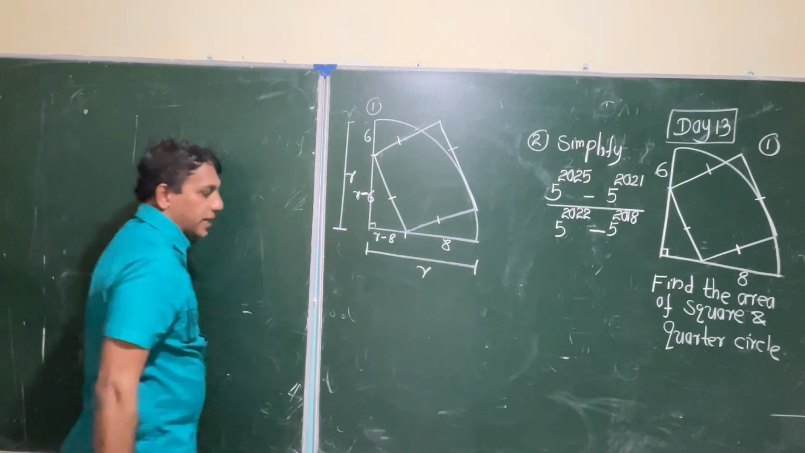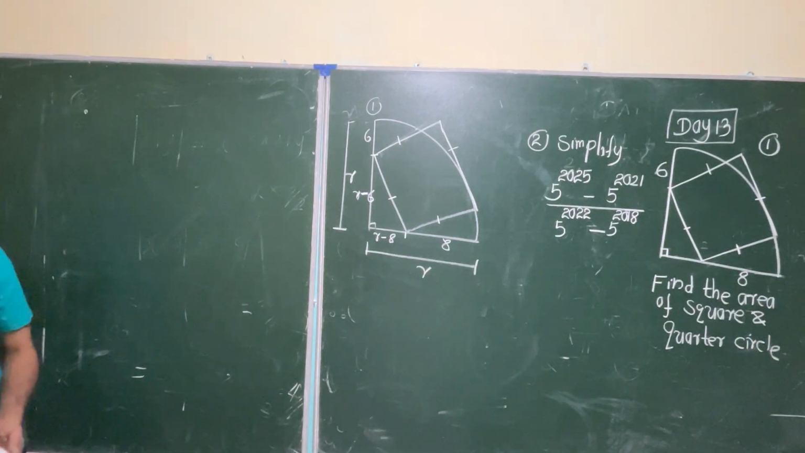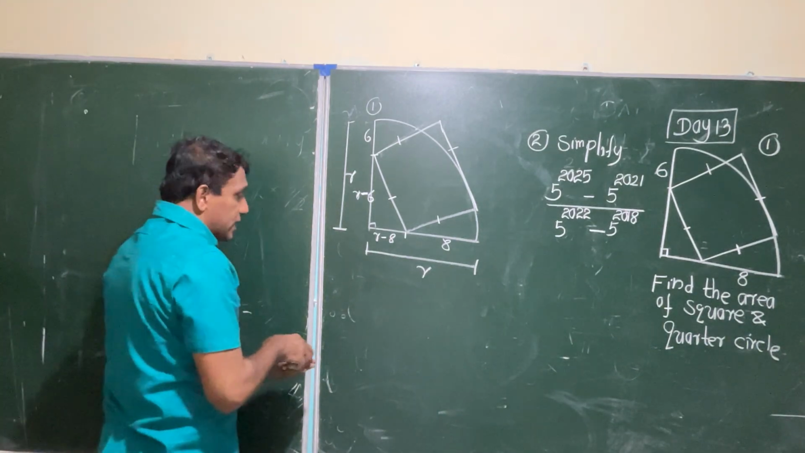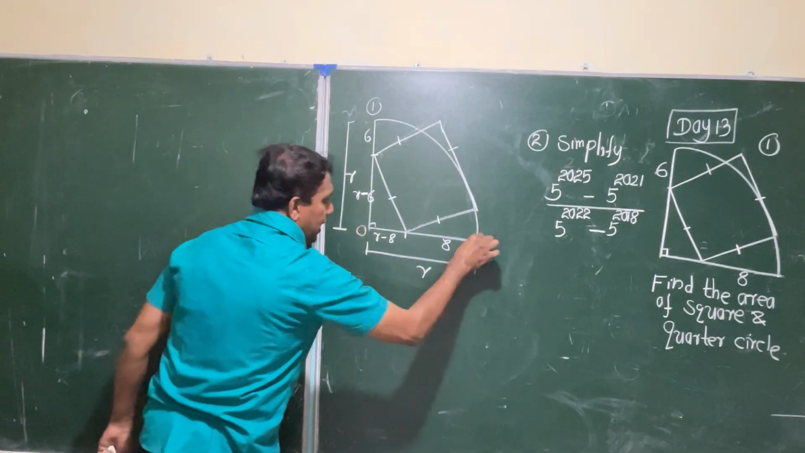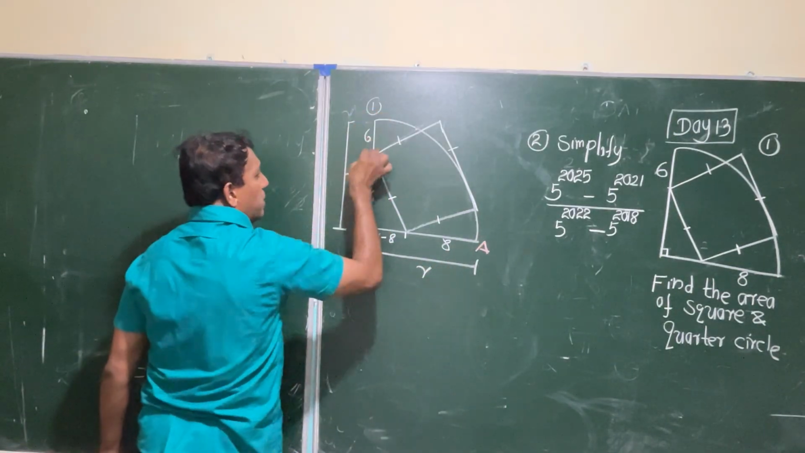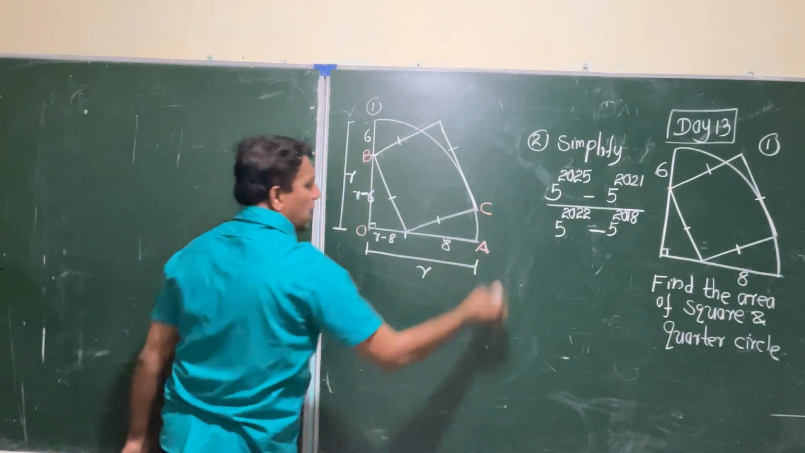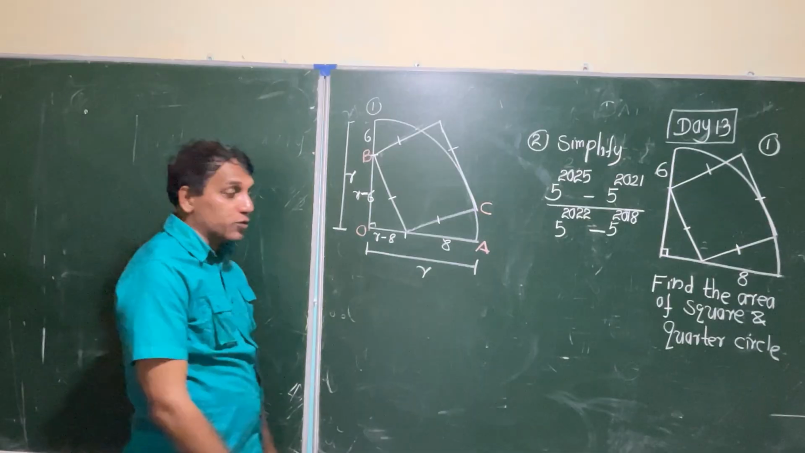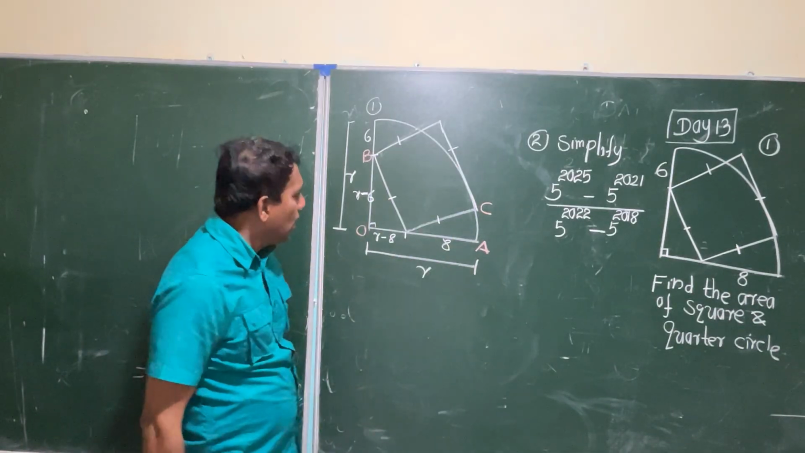R minus 6. So I can give some letter names, which will make it easier. I take this as O, here O, here A, okay? Here B, and this one C. I have lettered and named the points, the vertices O, A, C, B here, right?